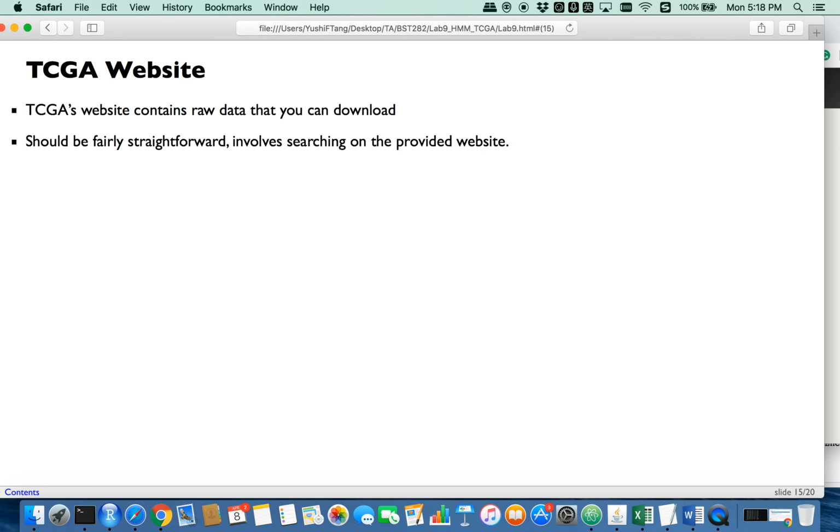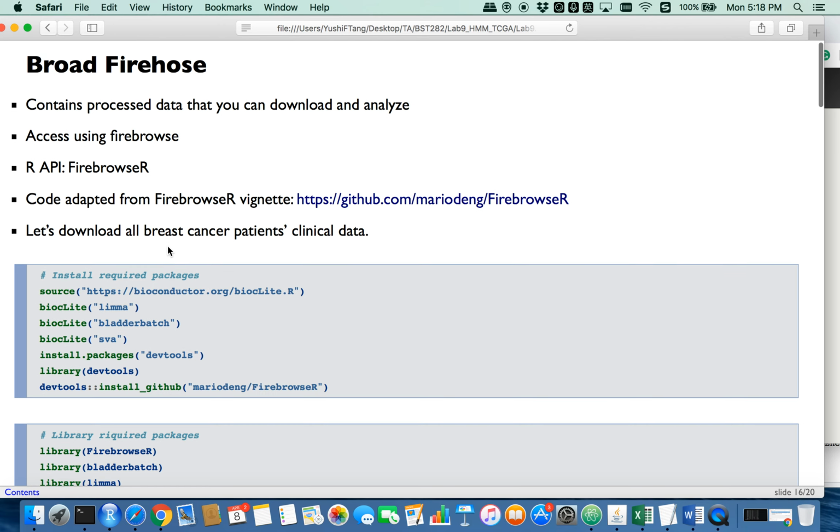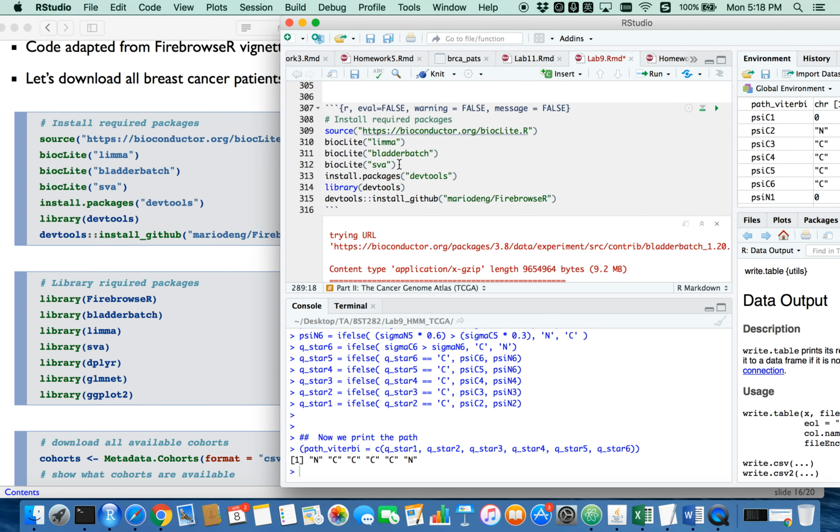So for this lab, we are going to introduce a very convenient R package to get access to the TCGA data, which is Firehose. If you can open our R session, please install the required packages. You need limma to do the differential expression analysis, which we mentioned in the second lab, and also these two, the bladderbatch and the SVA package, are used to remove the batch effects. And also devtools is helping us to get access to the Firebrowse R package.